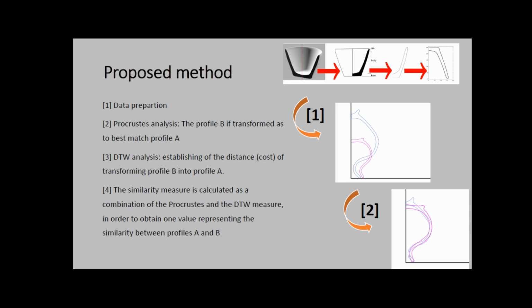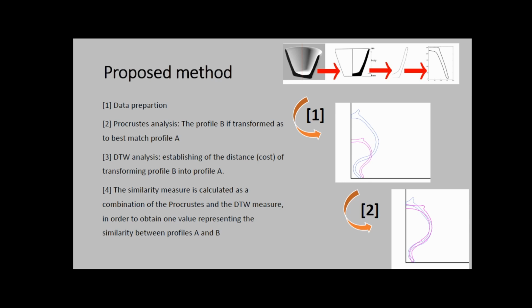This is the scheme we use in our work. First of all, we have the data preparation, as I said before. And first of all, we use the Procrustes method. In this method, one profile, let's call it profile B, is transformed in such a way that it best matches profile A. You can see in this case, it was mostly scaling. Very often we deal with rotation.